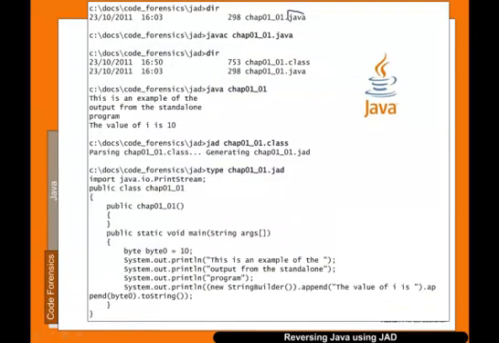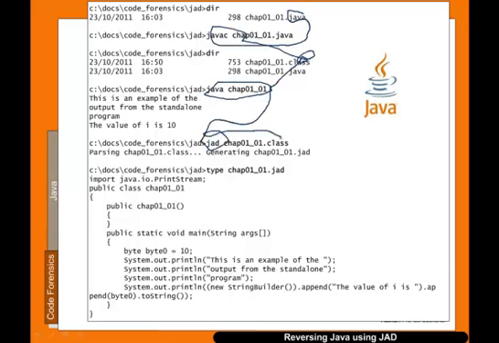Okay, so there we are. There's our Java file. We compile it, we get a class file. We then can run the program if we want with the Java runtime environment. We then use JAD to be able to read the class file, which creates our JAD file, which gives us back the original code.